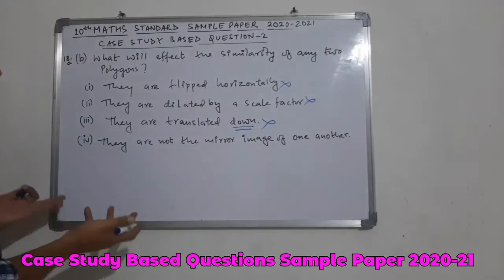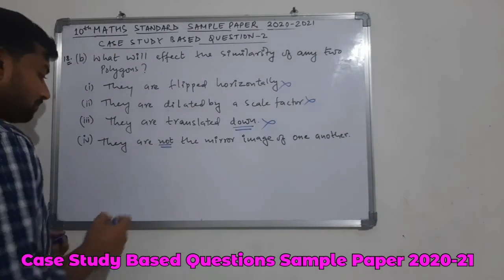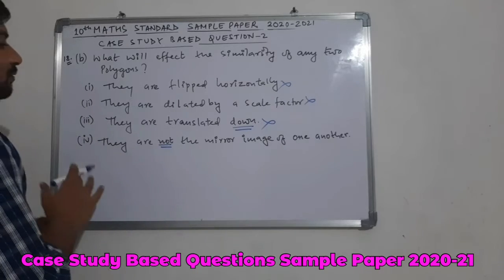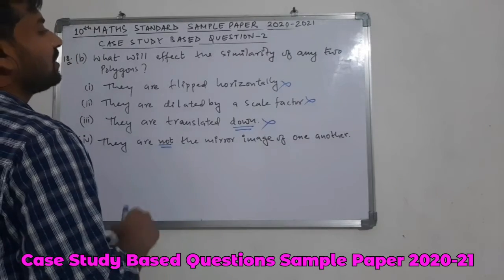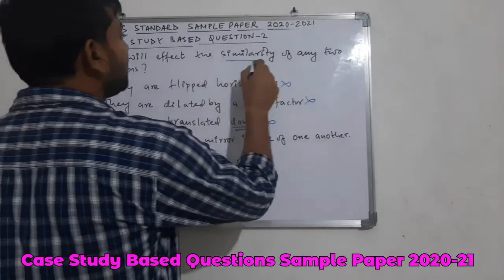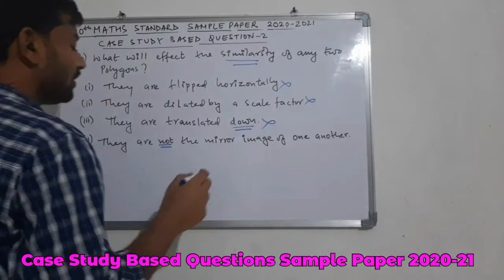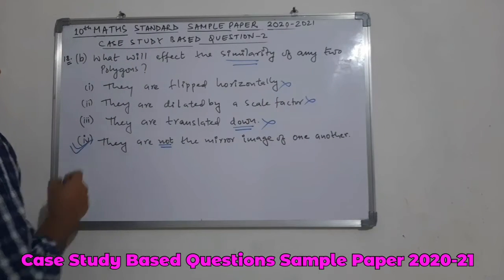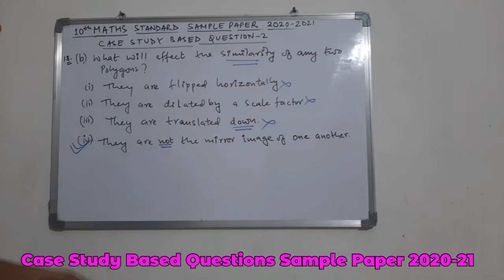So finally we have only one option. Here it is given that the mirror image of them is not same, means if those two figures are not the same, then definitely the similarity will be affected, the similarity will change. That's why the correct option here is the fourth one. If they are not the mirror image of one another, then they will not be similar.